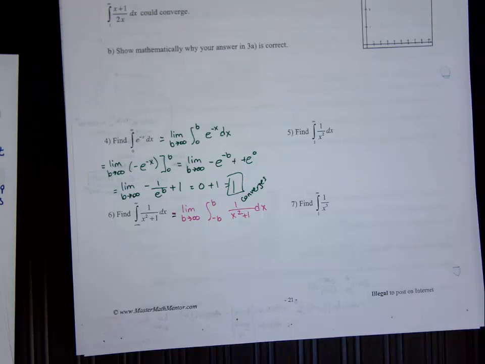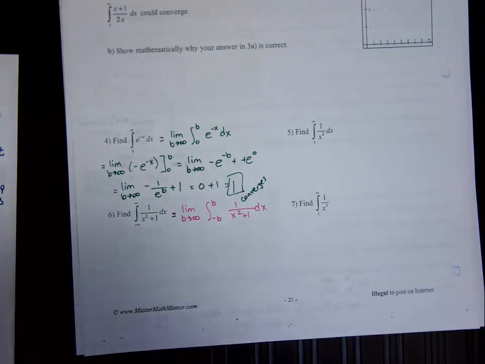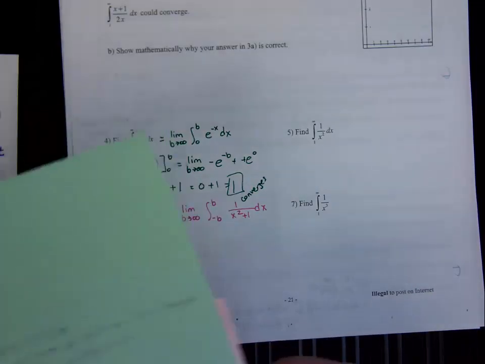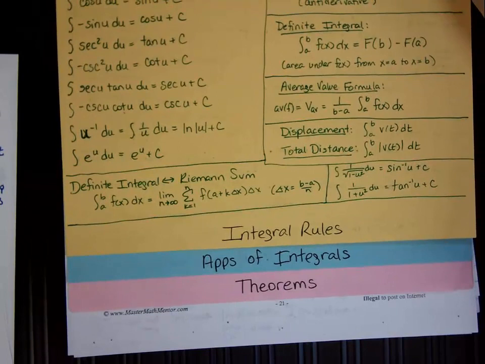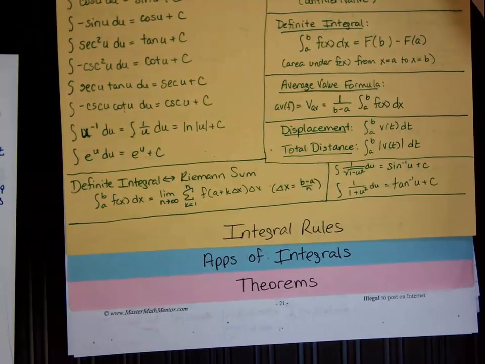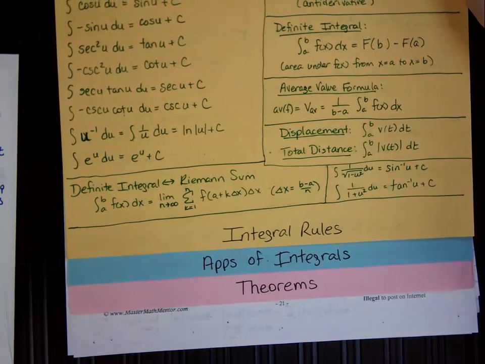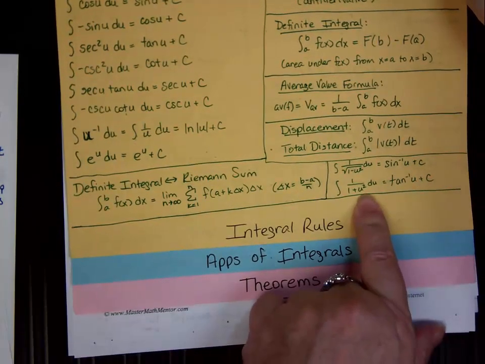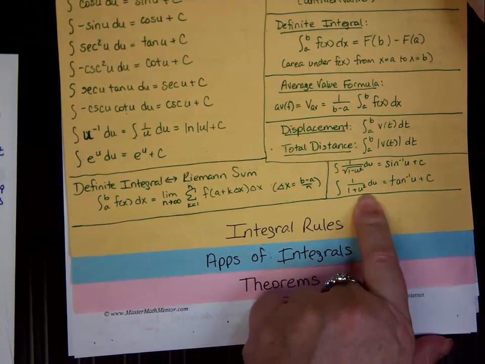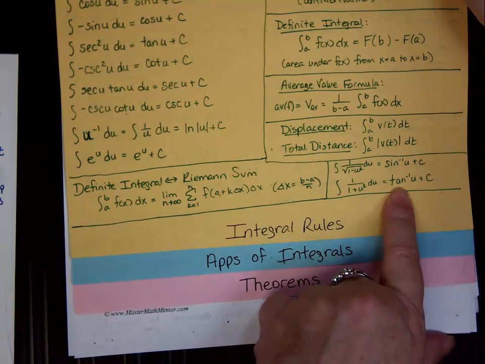So I'm going to pull out the flip chart. I want you to take a look at right there. One of those things on that page is your antiderivative. And it's not over here. It's this one right here. Do you see it? 1 over 1 plus u squared du, in this case it's x squared dx, is tangent inverse. So we go straight to the answer.